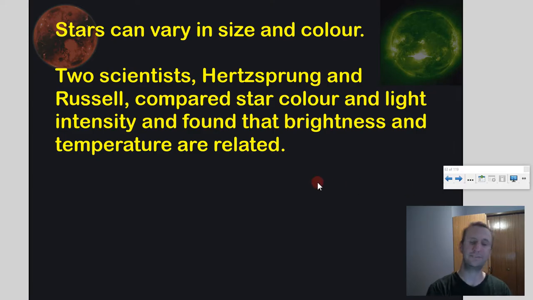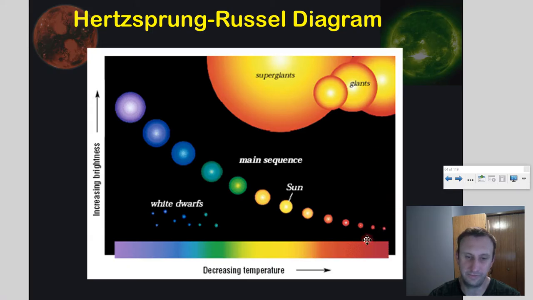Stars can vary in size and color. Two scientists, Hertzsprung and Russell, compared star color and light intensity and found that brightness and temperature are related to the color and brightness of the star. So when you take a look at a star, you can tell a little from its color how hot it is. This diagram shows that as we get to a decreasing temperature, it's getting more and more red.